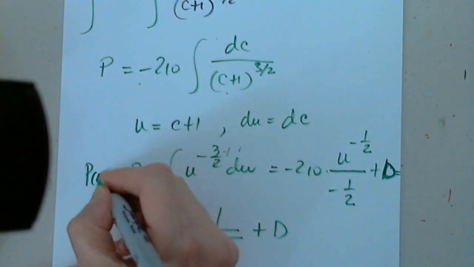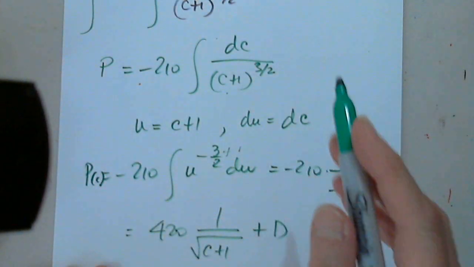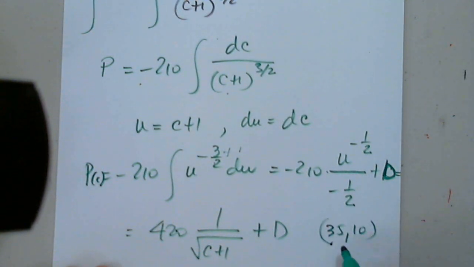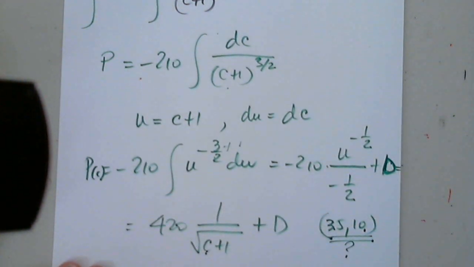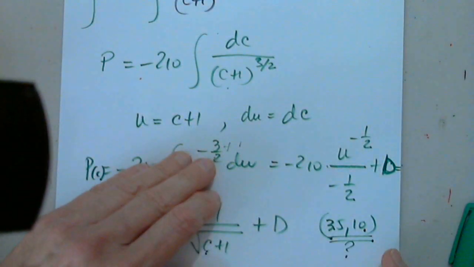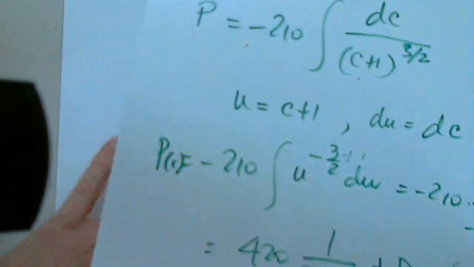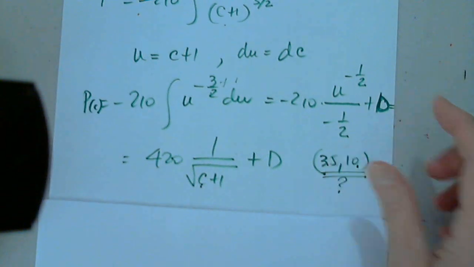So this is P of C. But now they're telling us 35 comma 10. Why is this given to us? When C is 35, P is 10. Why is this information given to us? What for? To find D. To find the constant. Awesome. In other words, to find the unique function. Awesome. Yes. So let's do that and find D.